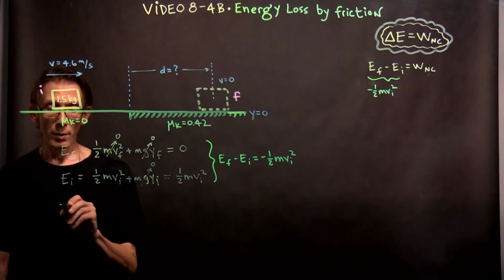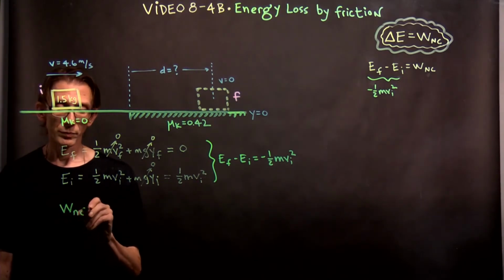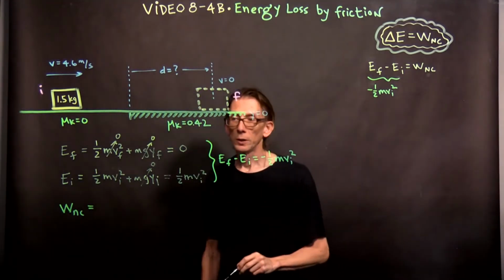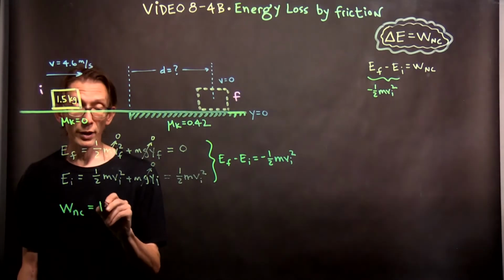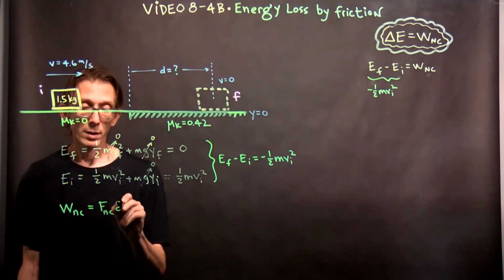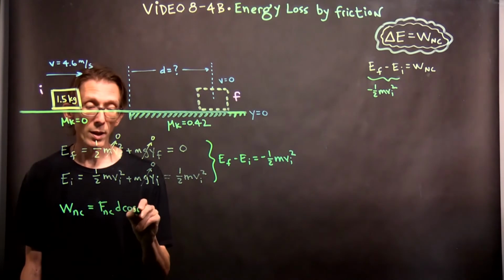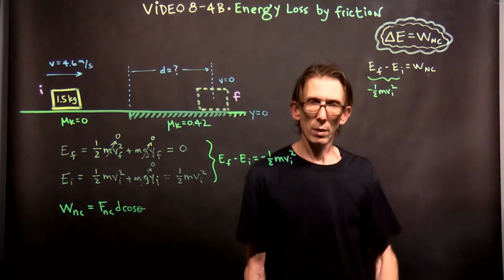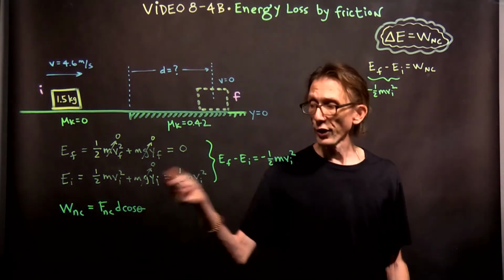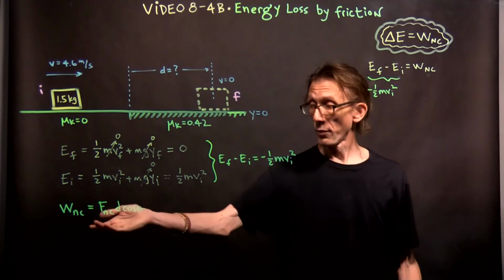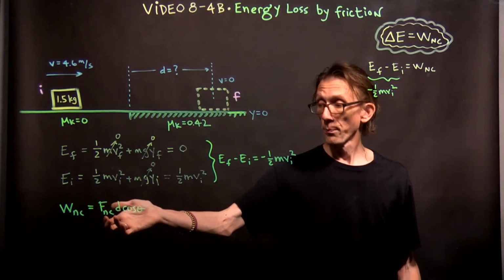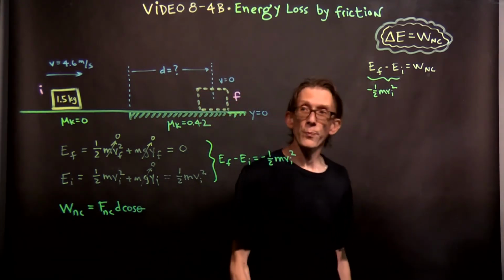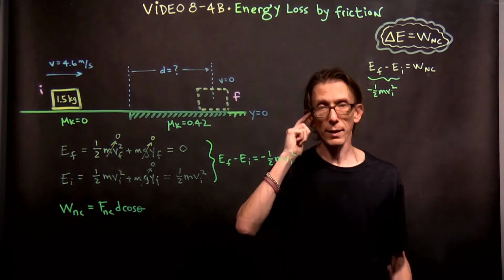Let's see. Non-conservative work done. Well, that's going to be the non-conservative force acting times d times cosine of theta. I told you, and you have all done it. I know that you have. You've memorized that. Whenever you have a work, you can always write it as the force doing the work times d times cosine theta. What is the force doing the work here? What force is doing the work to slow this thing down?